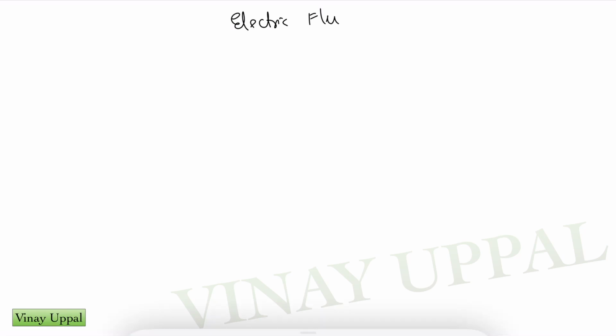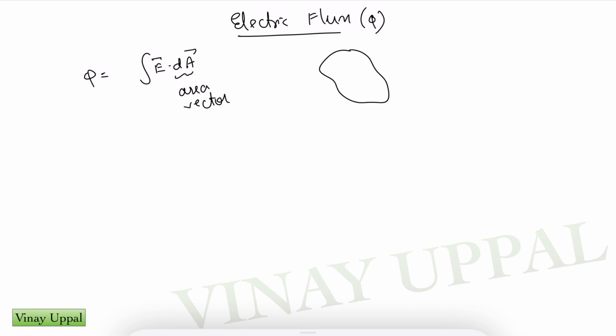So electric flux is defined as integral E dot dA. So E here is the electric field whose flux we want to calculate, and dA vector is the area vector. The way this area vector is defined, if I have any surface, I can imagine it to be made up of lots of infinitesimal elements, and each element has its area vector whose direction is perpendicular to the element, and the magnitude of the area vector is equal to the area itself.